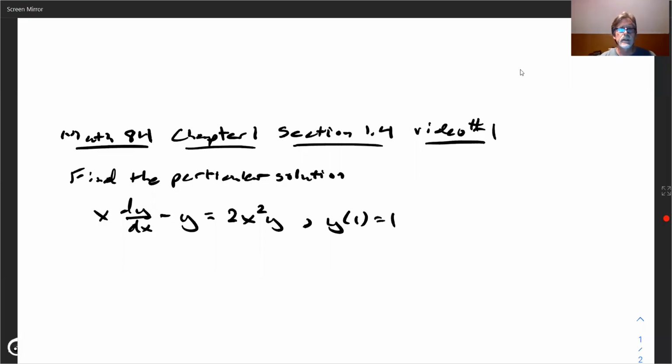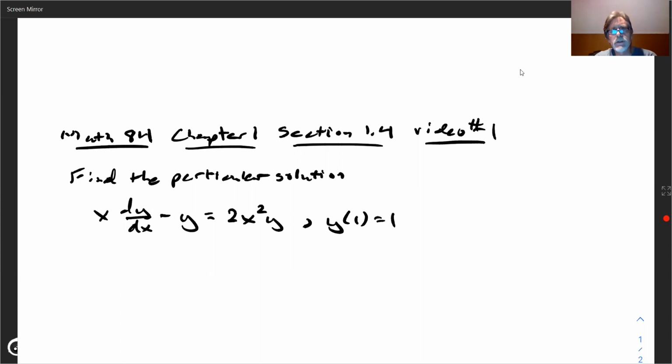All right, let's take a look at section 1.4. There's a couple of problems I want to do. One is just a mechanical process like this one here. The next video is going to have an application. So you may or may not have been taught this in Calc 1 or Calc 2, I should say, and that's okay. We'll go over it again.